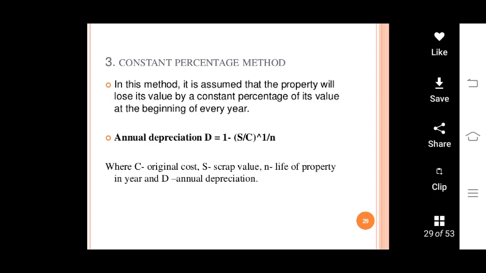In this method, the annual depreciation can be calculated by the formula D = 1 - (S/C)^(1/N), where C is the original cost of the property, S is the scrap value after useful life, N is the life of the property, that is the useful lifespan in years, and D is the annual depreciation cost.